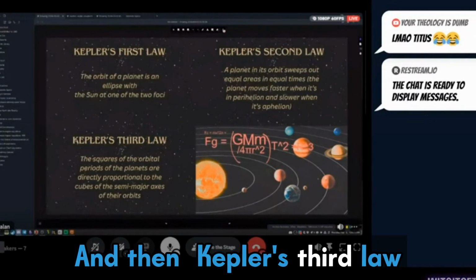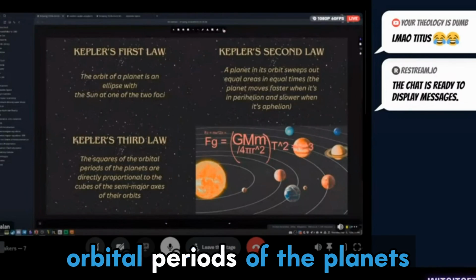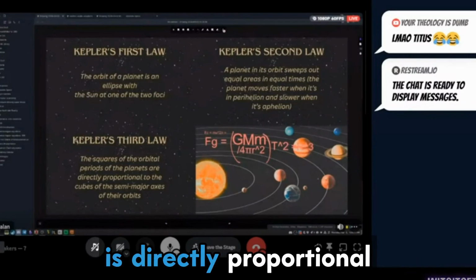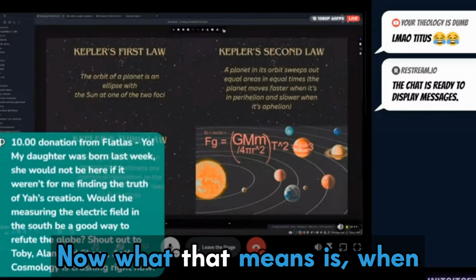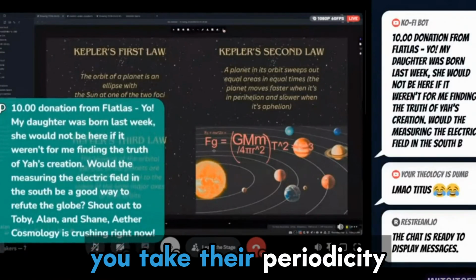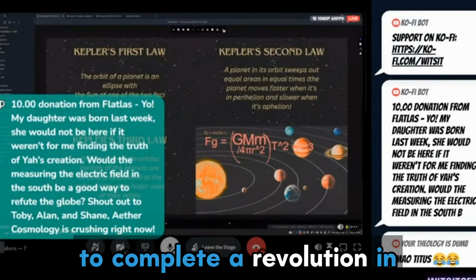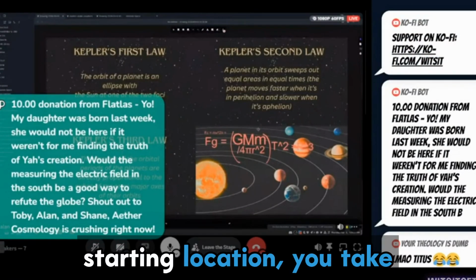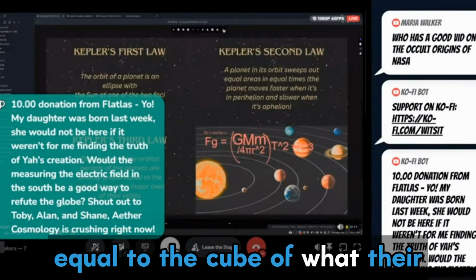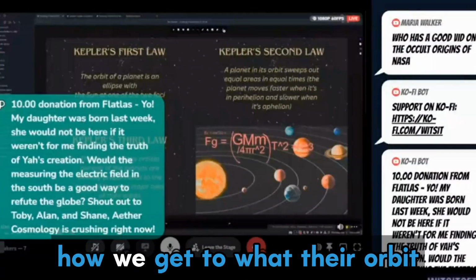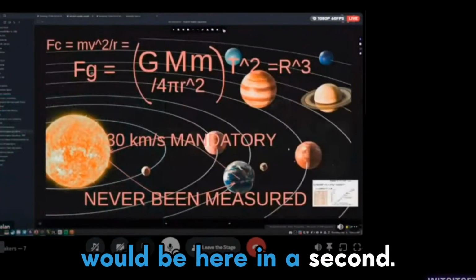And then Kepler's third law is that the square of the orbital periods of the planets is directly proportional to the cube of the semi-major axis of their orbits. Now, what that means is when you take their periodicity, how long it takes for them to complete a revolution in the sky and get back to their starting location, you square it, and that's equal to the cube of what their orbit would be. And we'll get to how we get to what their orbit would be in a second.